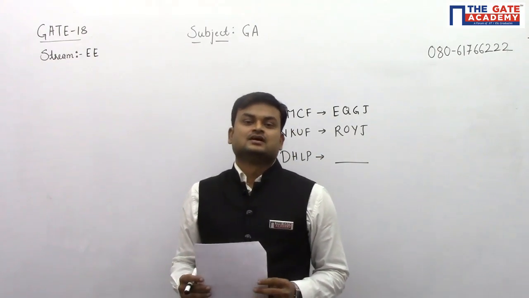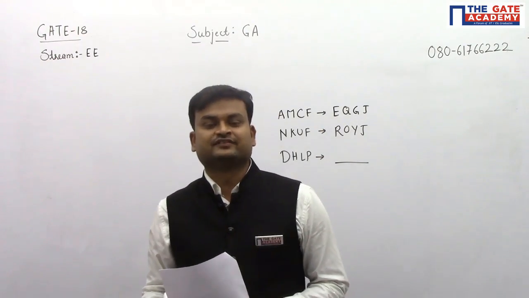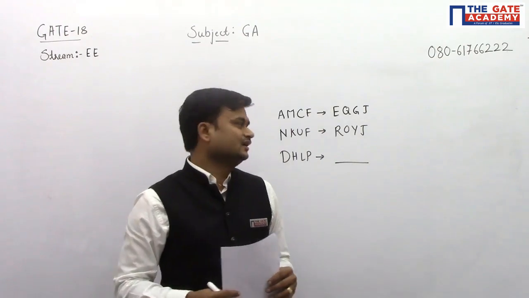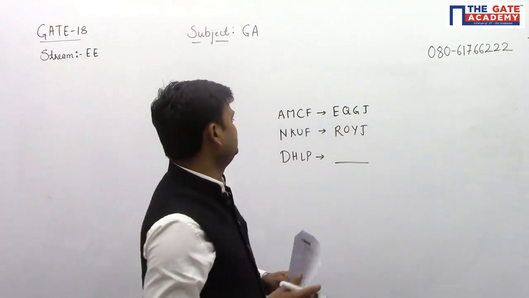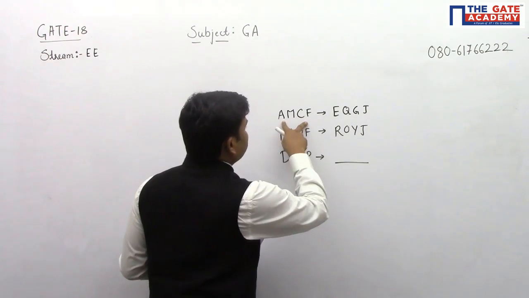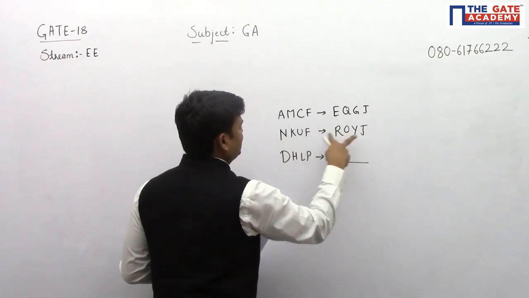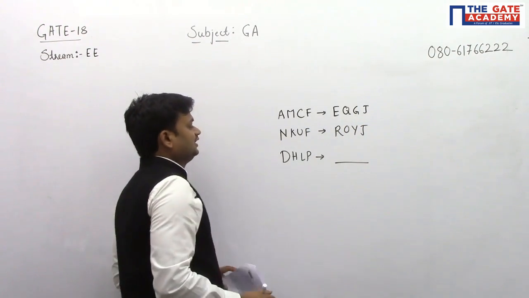Hello friends, let's solve the next memory based question from Electrical GATE 2018 paper. It is a coding decoding question. So this particular thing is coded like this, like this. So what will be the answer for the third one?